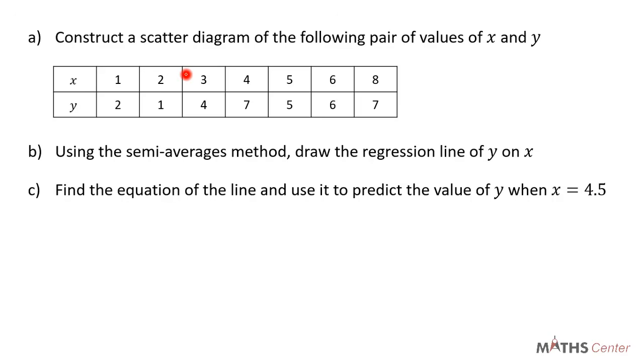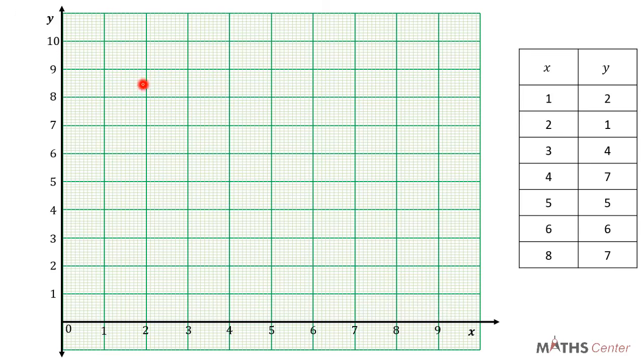Let's start with the first part of the question, that is drawing the scatter diagram. Here we have not been given a scale, so we will choose an appropriate scale for our graph. I'm choosing 2 centimeters to 1 unit on both axes. So on the x-axis, we have 2 centimeters to 1 unit. On the y-axis, we have 2 centimeters to 1 unit. Here are the points. Let's plot them.